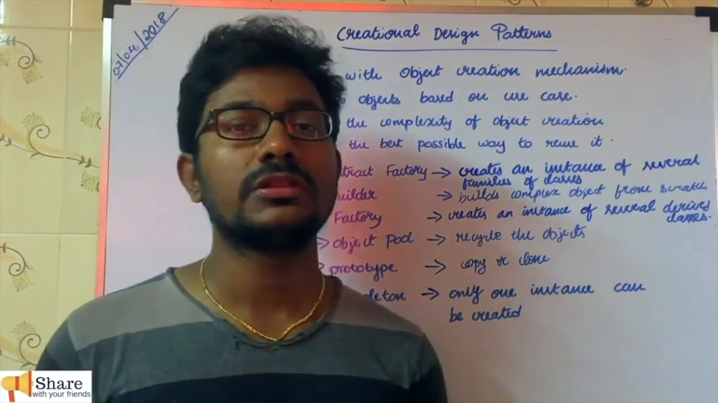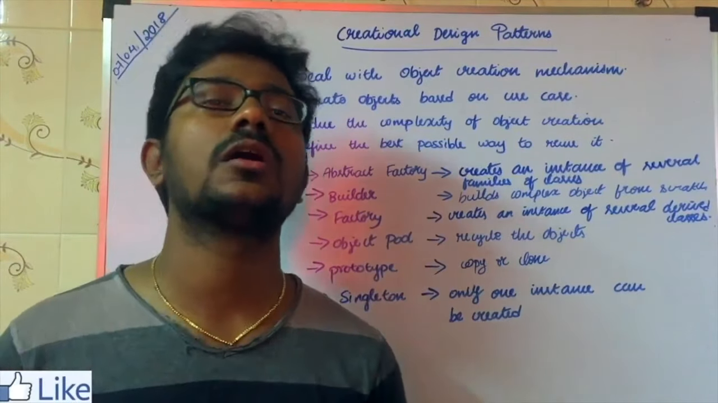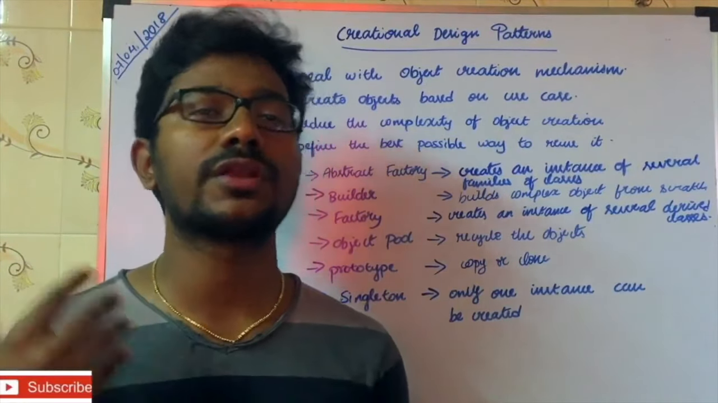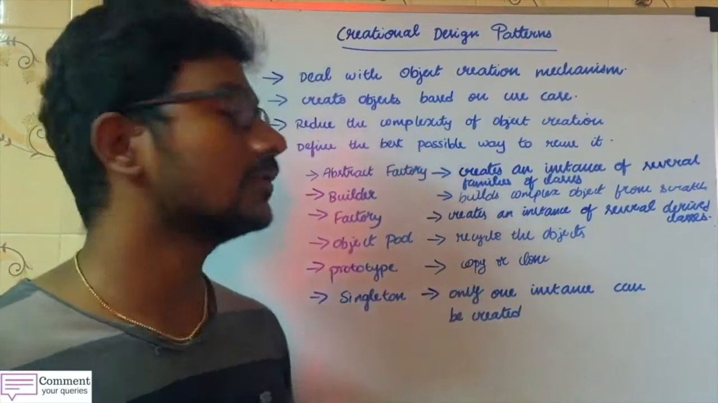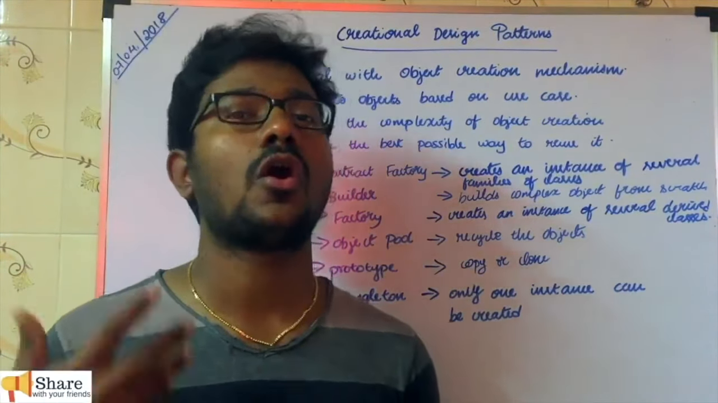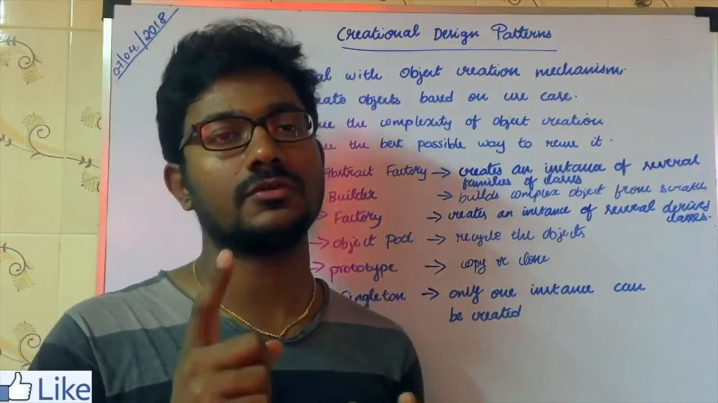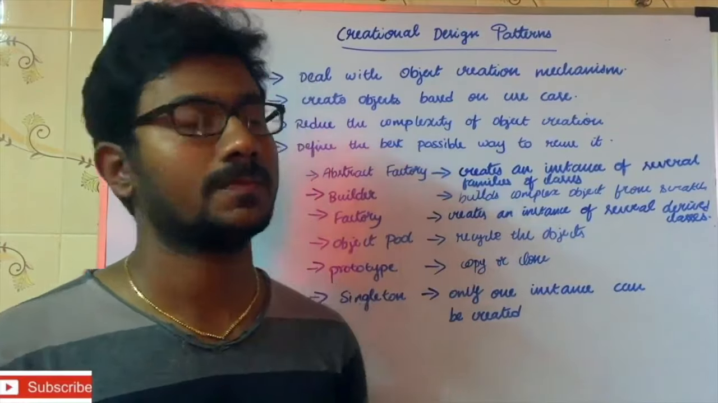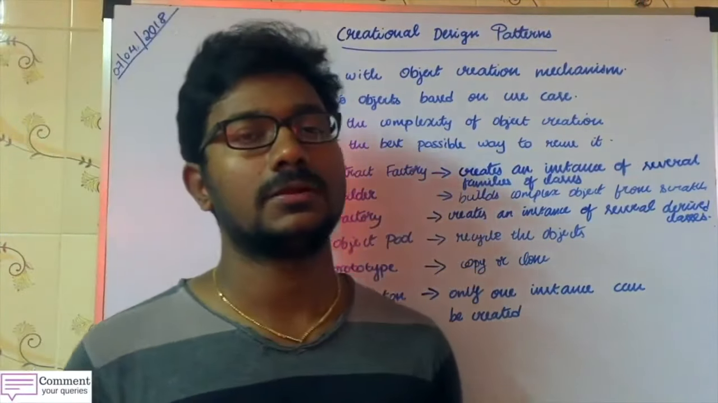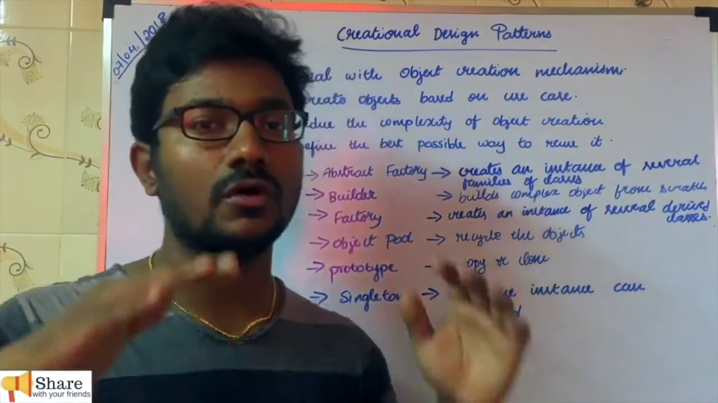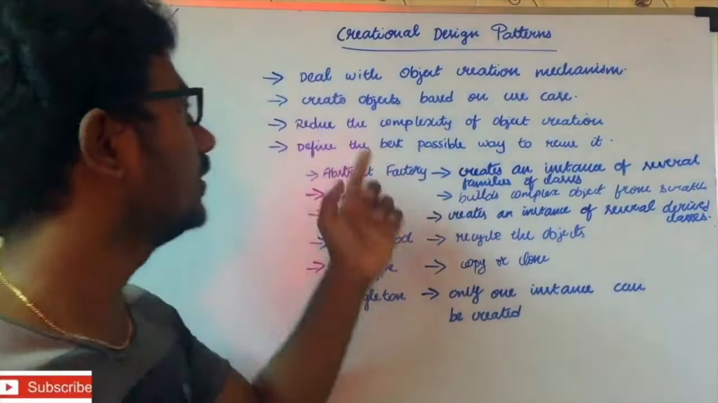And then object pool. The main principle of the object pool design pattern is to recycle the objects that are already created. And then prototype. Prototype means copy or clone the objects. Singleton. Singleton means only one object creation for the entire JVM process life cycle. So these are the 6 design patterns. If your use case falls under this category, then you need to pick the best design pattern among these 6.